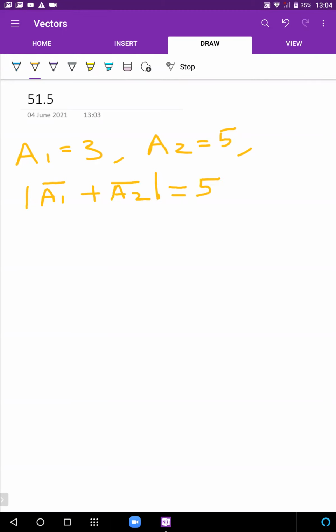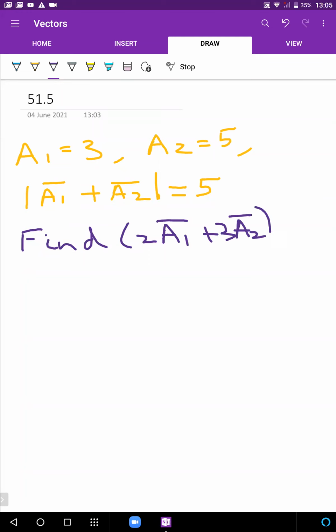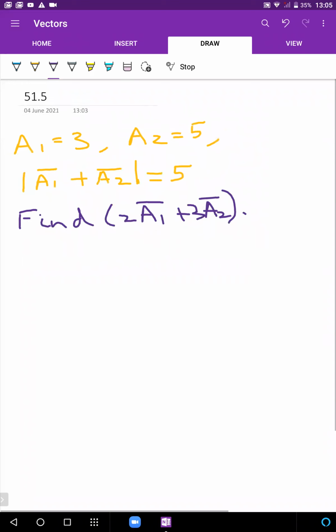Okay. इसमें क्या पूछा है? उन्होंने पूछा है 2A1 plus, sorry, एक मिनट. I think when I connect my tab to the charger, it is funny. They're asking us to find 2A1 bar plus 3A2 bar, dot 3A1 bar minus 2A2 bar.